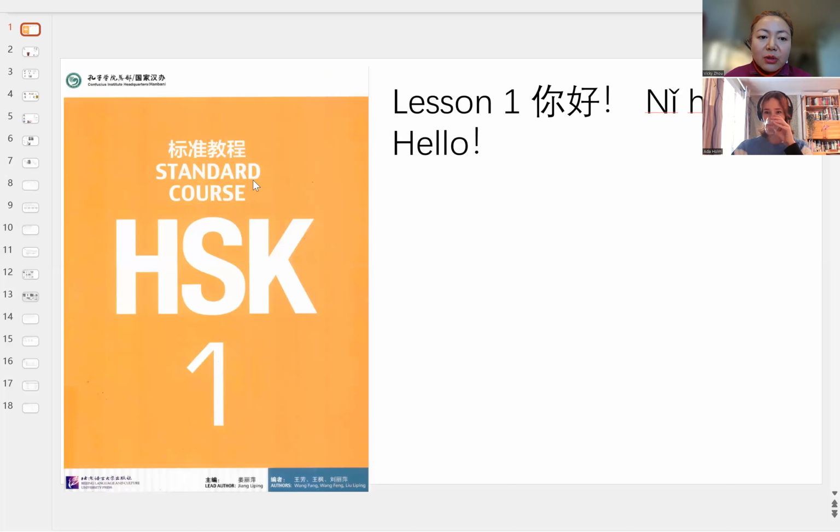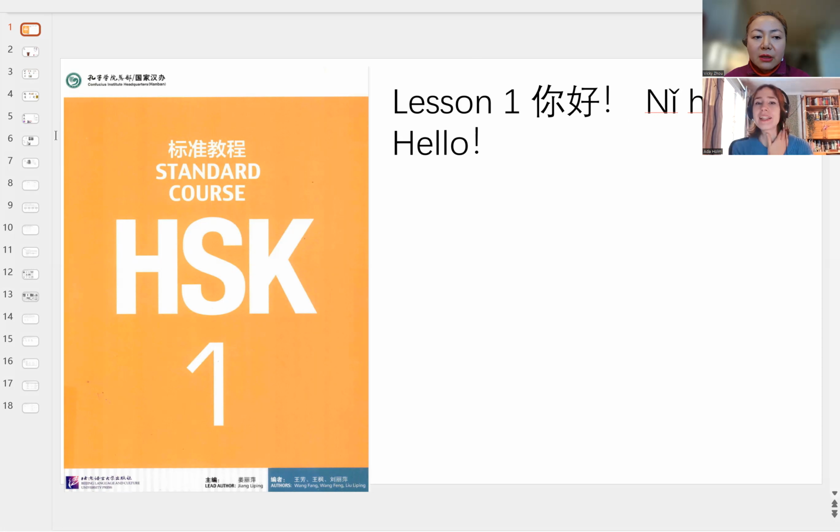So this book is still from the standard course HSK1. We will follow this book and review lesson 1. First, take a look here at lesson 1. 你好. These two characters. Ada, do you recognize them? Would you please explain the characters yourself? Yeah, I recognize them.